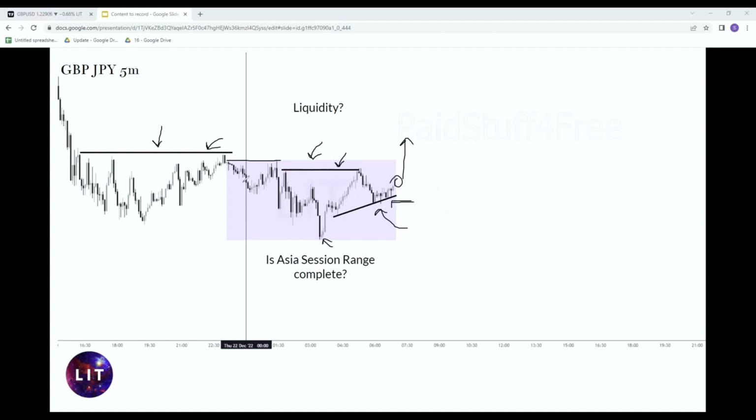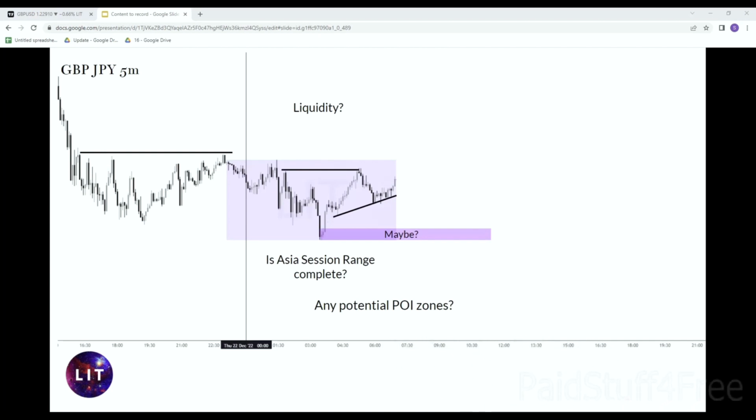And what's interesting in this specific scenario is the fact of this imbalance. Now, just keep that one in your head before we continue at the right stage of what that could potentially be. So, is there any potential POI zones? Maybe. So what do you think? Keep that one in mind. Do you think that's a POI or do you not think it's a POI? I'll give you a couple of seconds to think about that one.